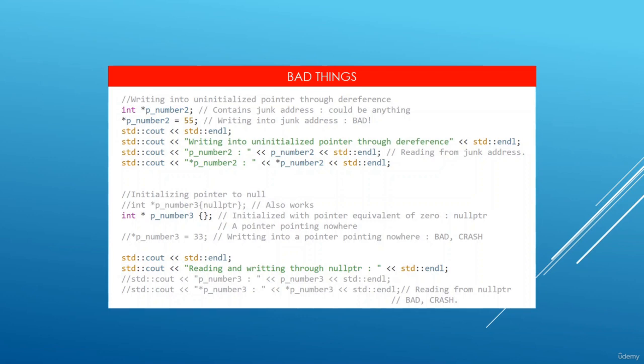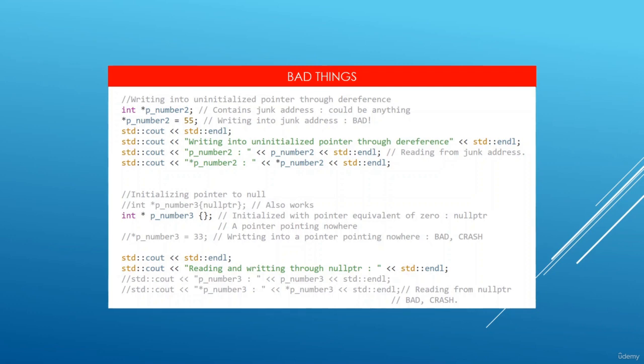So don't do this. Another thing is to try and use a pointer that is initialized to null. For example, here we have a pointer p number 3, and it is braced initialized. This is going to initialize it to null pointer, but we are trying and storing in a value here. So this is also going to be bad. It's not guaranteed what you're going to get. Actually, C++ doesn't give you any guarantees. This is called undefined behavior. So you're going to get a crash, and don't do it.